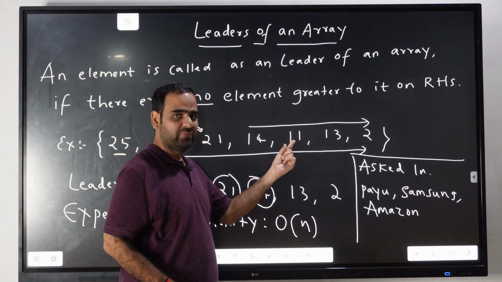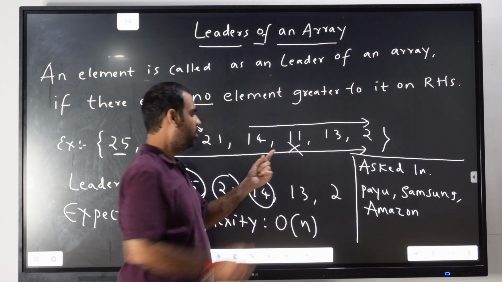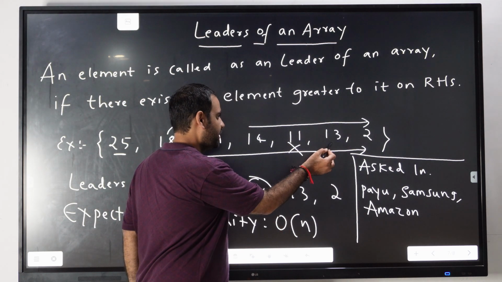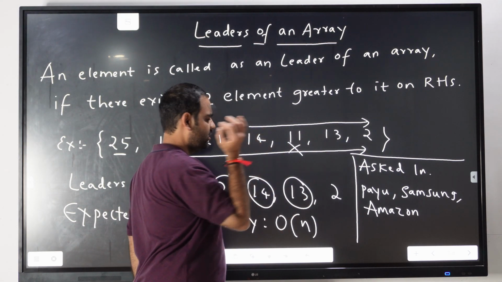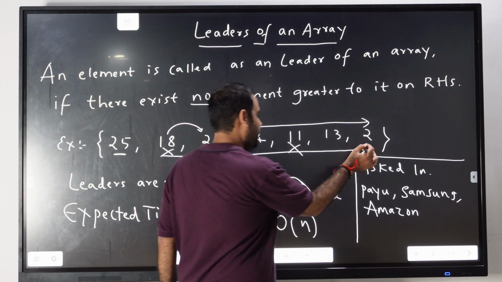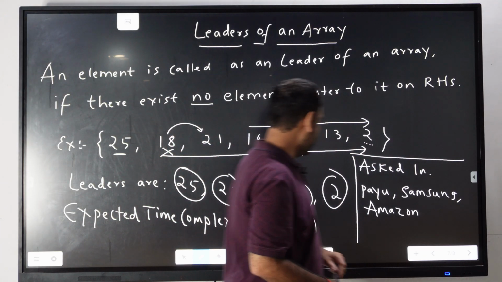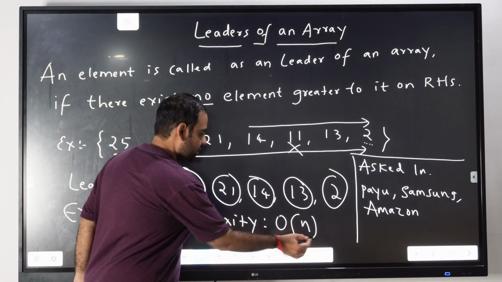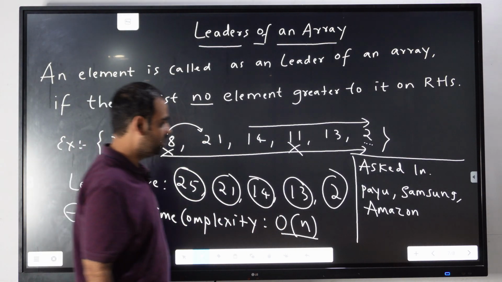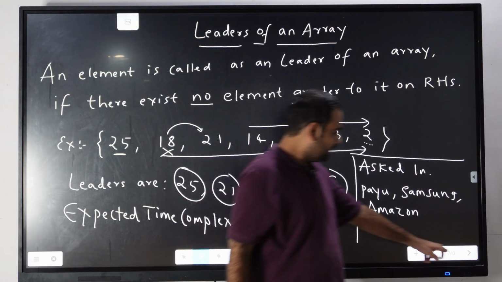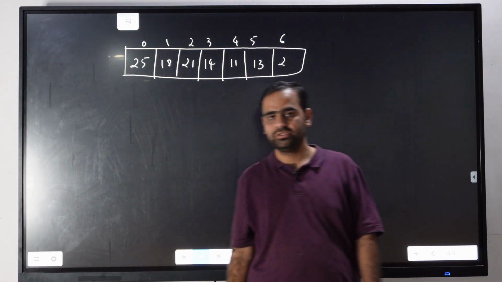Now, 11 is not a leader because there exists an element greater than 11 on the RHS. 13 is a leader because there exists no element greater than 13 on the RHS. And the rightmost element is always a leader. Now, what is the expected time complexity to solve this? It is big O of n, and this question is asked in PayU, Samsung and Amazon. Let us see how we solve this.